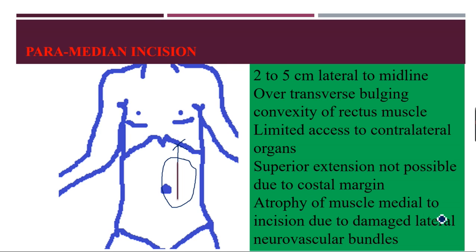Another important disadvantage is this: there is atrophy of muscle, right? Atrophy of muscle medial to the incision. Why? Due to damaged lateral neurovascular bundles. Suppose the neurovascular bundles are coming through this place and we have placed the incision here. So the muscle fibers present medial to the incision may get atrophy, right? So this is paramedian incision.